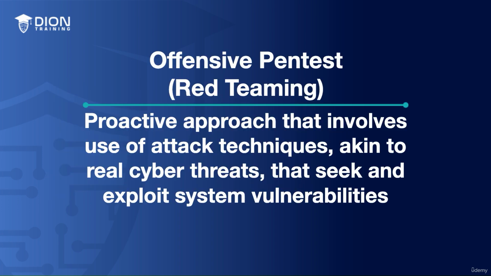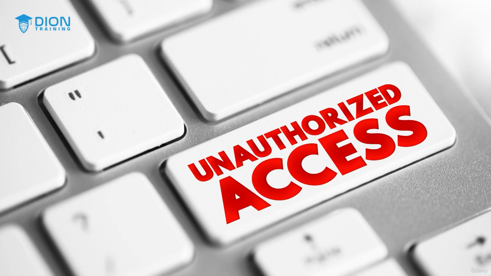The next type of penetration testing we have is known as offensive penetration testing. Offensive penetration testing, also known as red teaming, involves actively seeking out vulnerabilities in the system and attempting to exploit them using the same techniques as a potential cyber attacker would. This offensive approach is considered to be proactive and aggressive, while aiming to uncover as many vulnerabilities as possible. An example of offensive penetration testing might involve a red teamer trying to gain unauthorized access to a computer network by exploiting a known vulnerability in a piece of software.